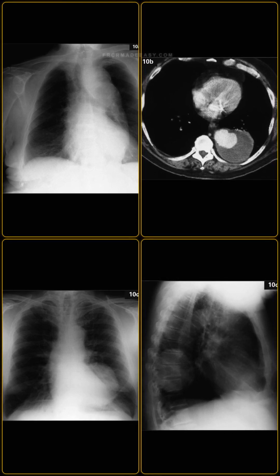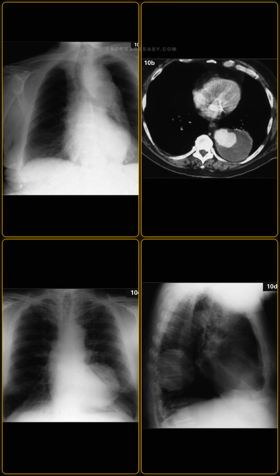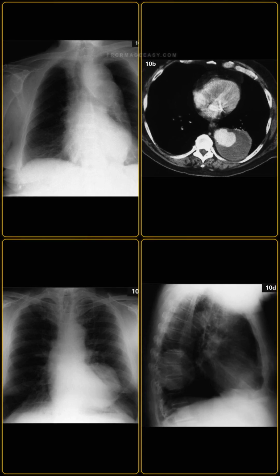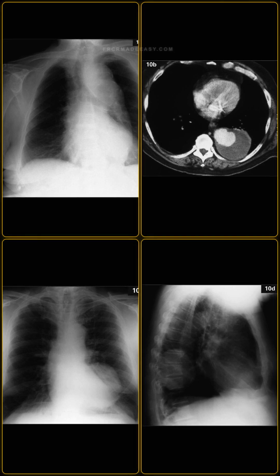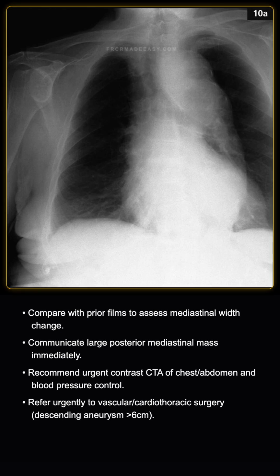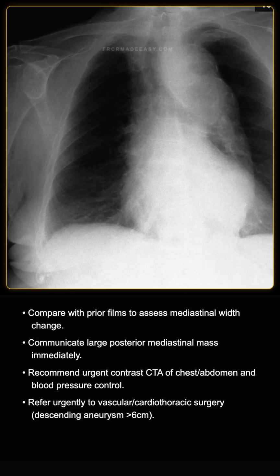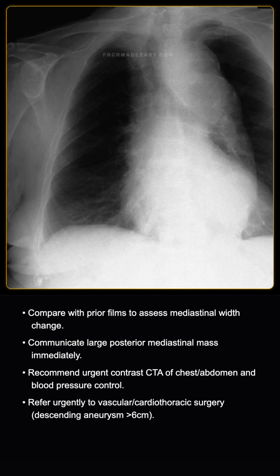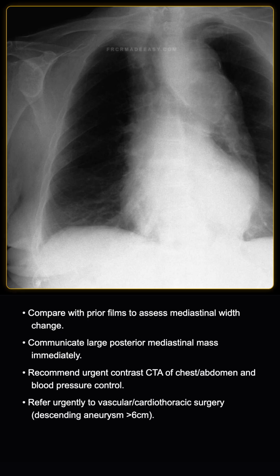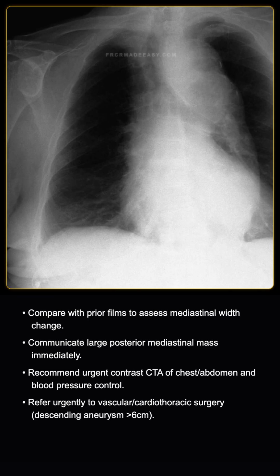How would you manage this patient as a radiologist? I would compare the chest radiograph with previous films to assess for any interval increase in mediastinal width. I would communicate the findings of a large posterior mediastinal mass with curvilinear calcification immediately to the referring clinician due to the high risk of a thoracic aortic aneurysm.